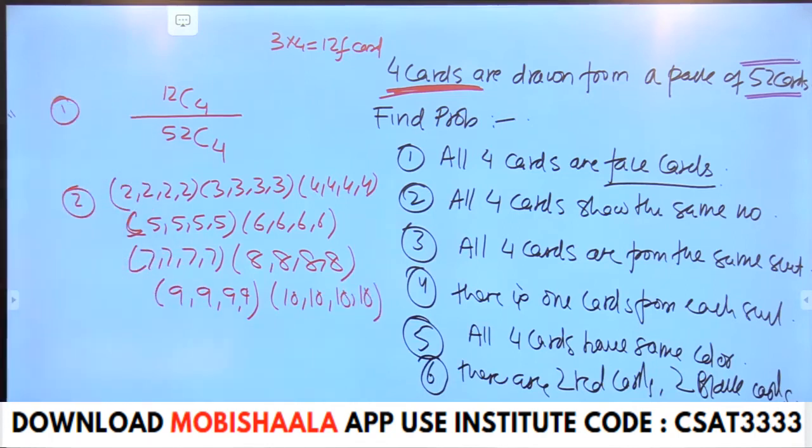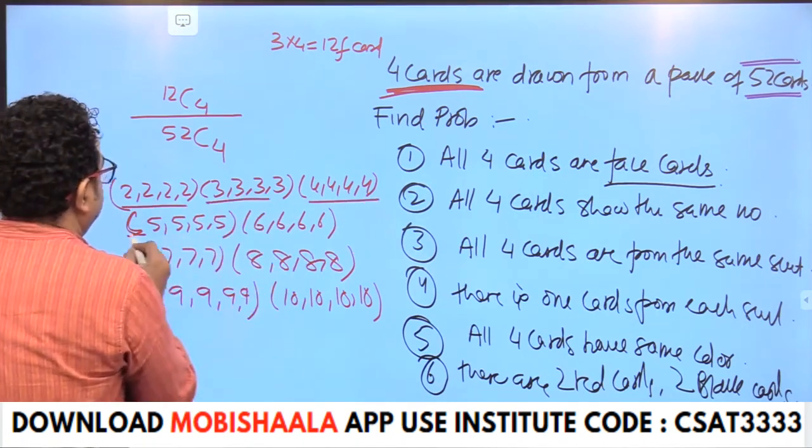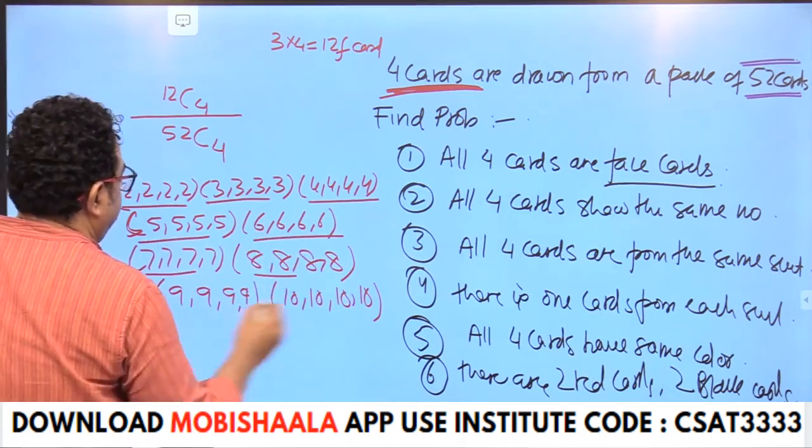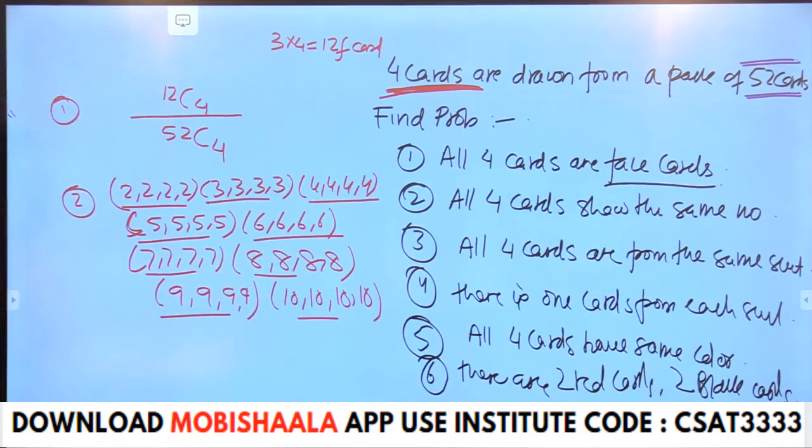Otherwise, Ace does not have a number, Jack does not have a number, though we assume Jack to be 11 and Queen to be 12 and King to be 13. I agree, but they don't have a number written on them. So I won't consider them same number. So how many possible cases? 1, 2, 3, 4, 5, 6, 7, 8 and 9 cases. Alright. There are 9 such cases.